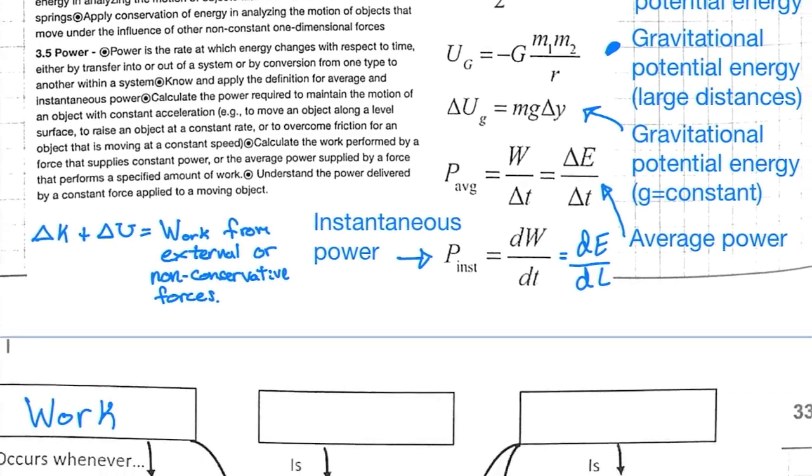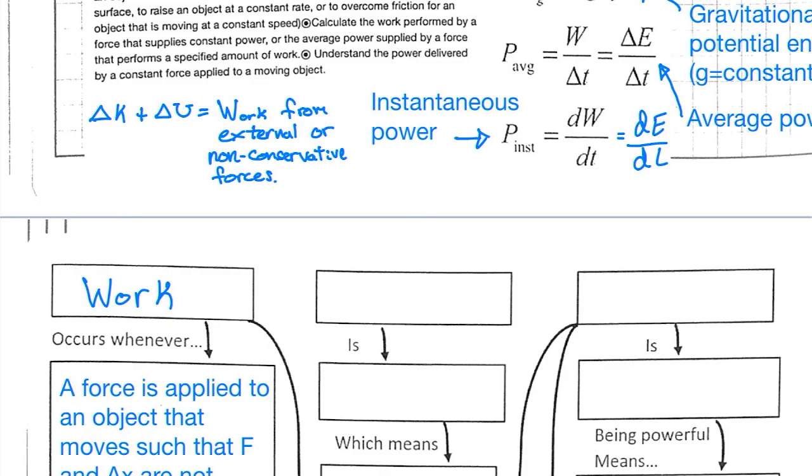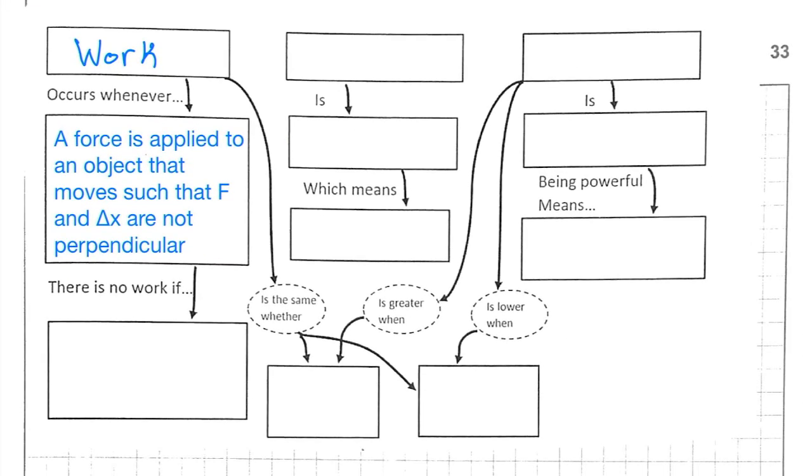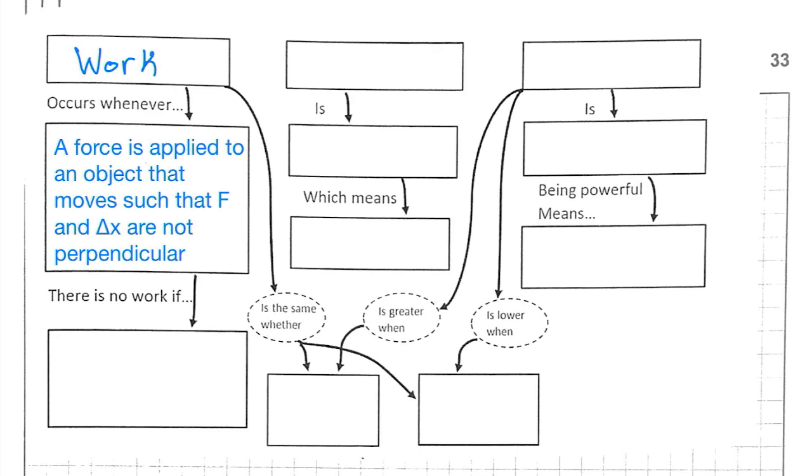Okay, on the next page, we've got a flow chart here that we're going to fill out, starting with work in the top left corner. Work occurs whenever a force is applied to an object. That object has to be moving, and the force and the displacement of the object cannot be perpendicular to each other. So if you are holding up a box and you're walking sideways, you're pushing up on the box, but the displacement is sideways, that's perpendicular to each other. That does not involve any work.